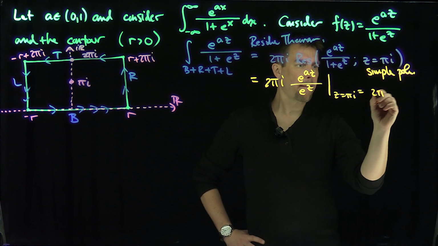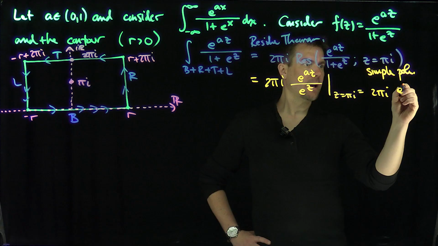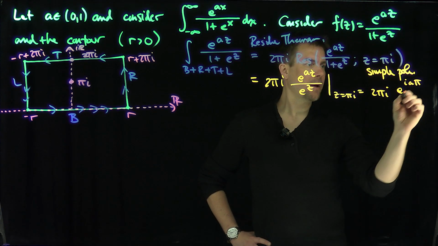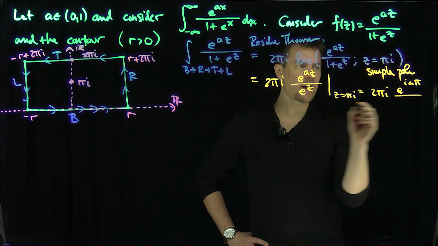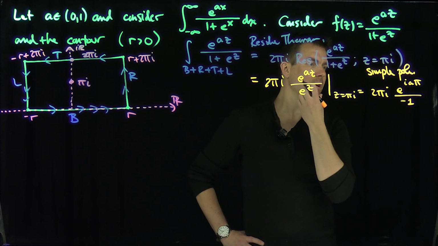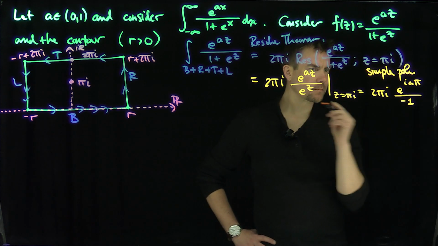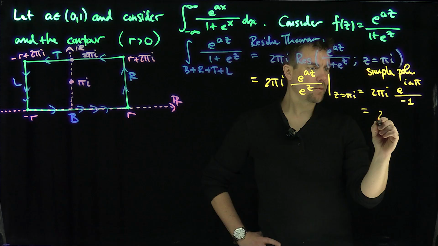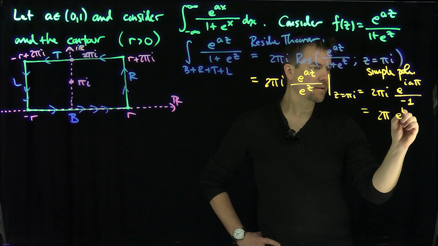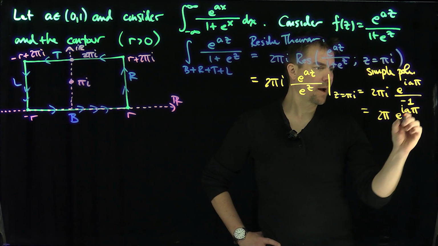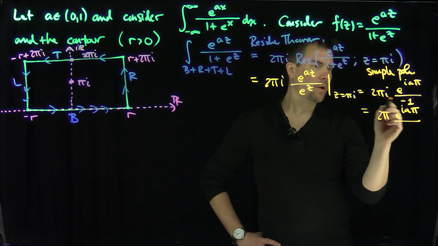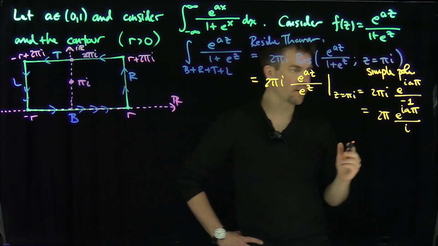We're going to have a 2 pi i e to the i a pi over what? Over e to the i pi, which is negative 1, so that's a negative 1. So I can write this as 2 pi e to the i a pi, all divided by, well, negative i is the same as 1 over i, so I'm going to put that 1 over i in the denominator.